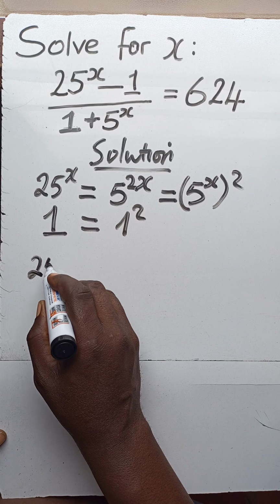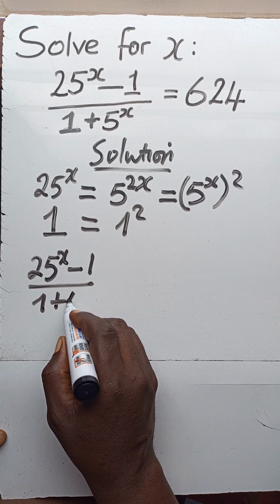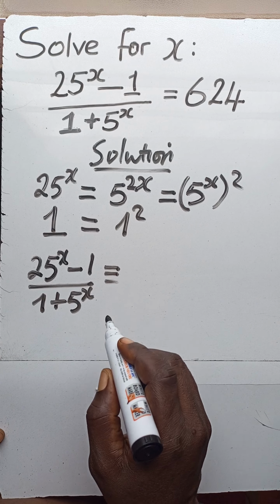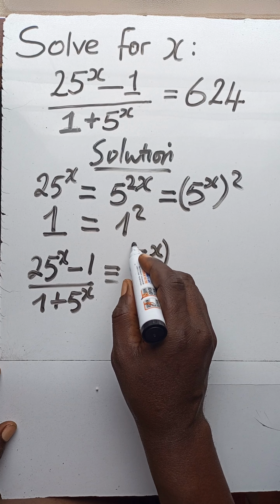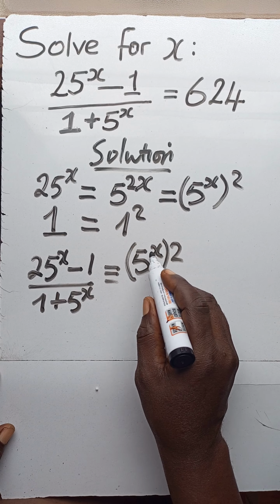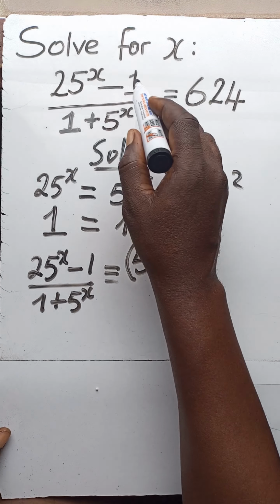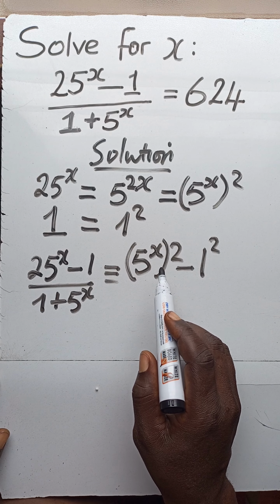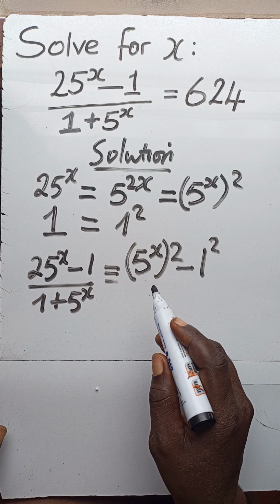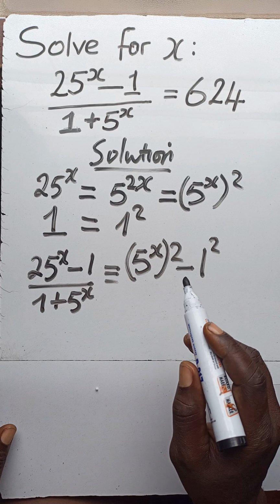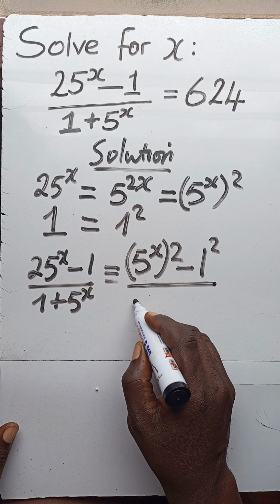So we say 25 to the x minus 1 all over 1 plus 5 to the x will now be identically equal to 5 to the x squared, this quantity squared, minus 1 squared. Remember, 1 squared is the same as 1. So mathematically speaking, we have not changed the numerator, but we have just put it in another form, the form of the difference of two squares, this square minus this square, so that we can use the identity of difference of squares.